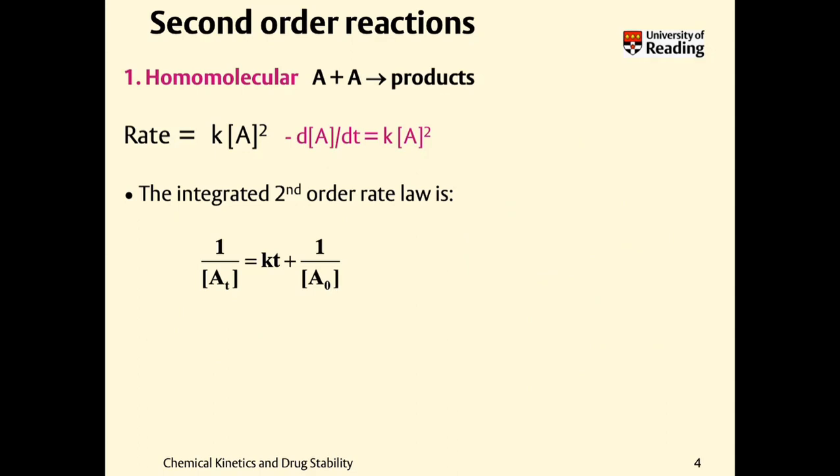In the homomolecular second order reaction case, we have two molecules of A reacting with each other to form products. The rate law is the rate equals k times the concentration of A squared. If we measure the concentration of A and see how it changes with time, we get minus d[A]/dt, so the rate of consumption of A, and that is our rate, and that equals k times the concentration of A squared. We know that because this is a second order reaction.